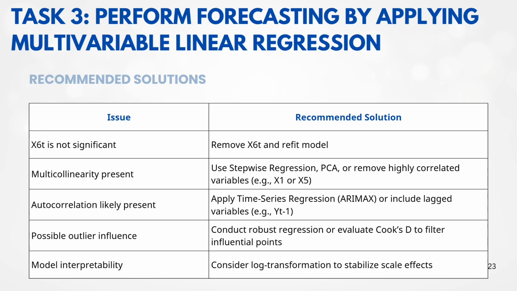Reviewing outliers and influential points, either through robust regression or by carefully evaluating and possibly filtering problematic observations. Optionally, a log transformation of the dependent variable or some predictor could help stabilize variance and improve interpretability of percentage effects. Overall, the current model already explains a very high proportion of variation in sales, but these refinements would make the structure more reliable, more interpretable, and better suited for real forecasting applications.